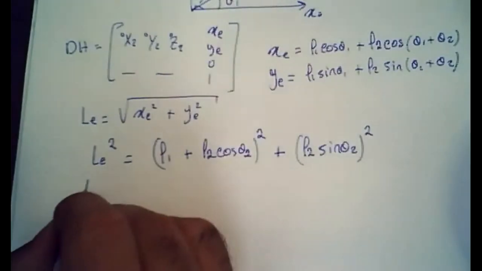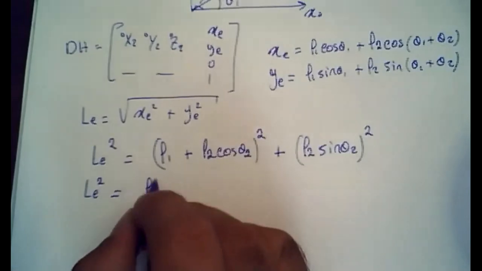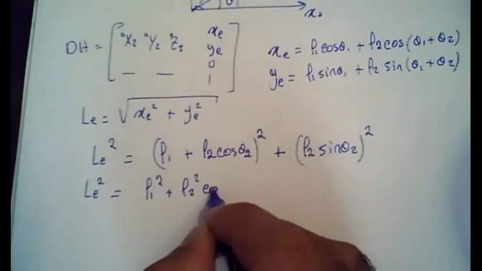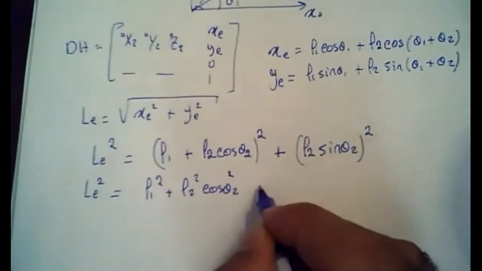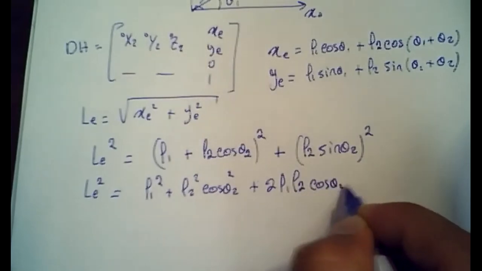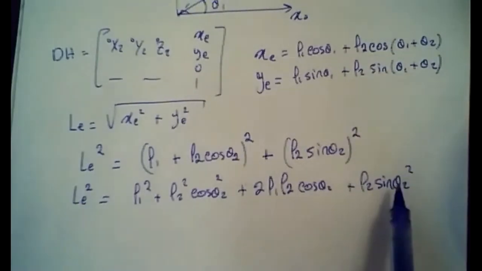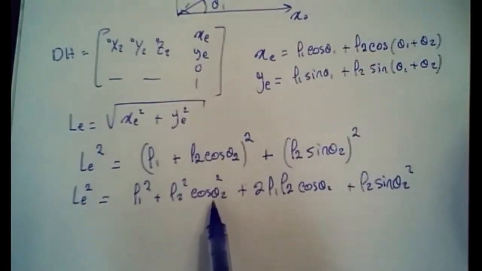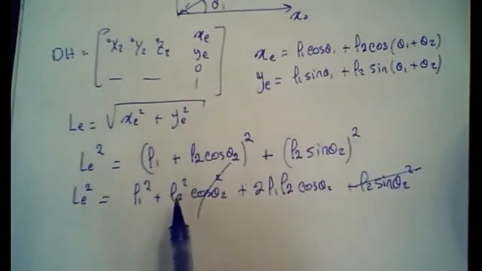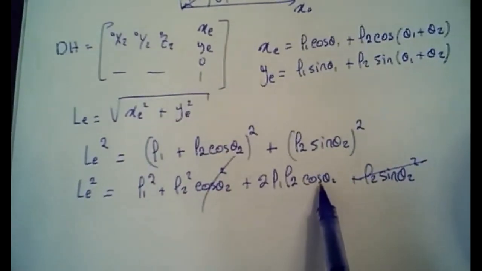If you actually expand this, LE squared is known. So LE squared is going to be equal to L1 squared plus L2 squared cosine theta 2 squared plus L1 L2 cosine theta 2, plus L2 sine theta 2 squared. Now you see basically L2 sine theta 2 squared and L2 cosine theta 2 squared add up to L2 squared, so the cross terms cancel out. You open up the parentheses, this guy squared plus this guy squared. So we're good. We can solve theta 2, right?